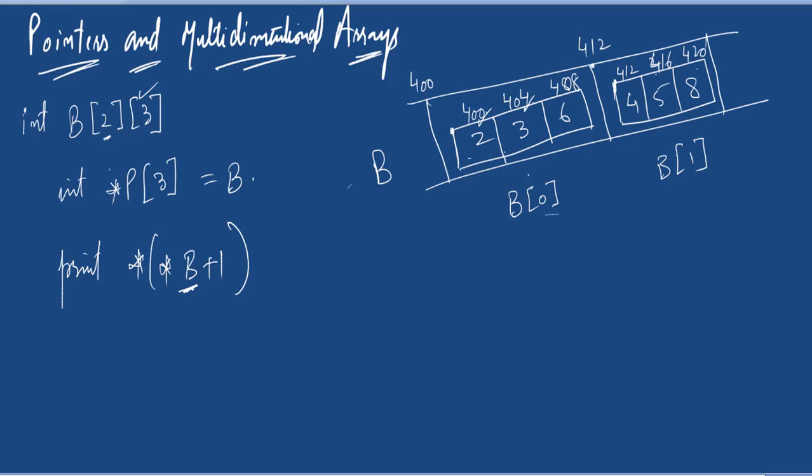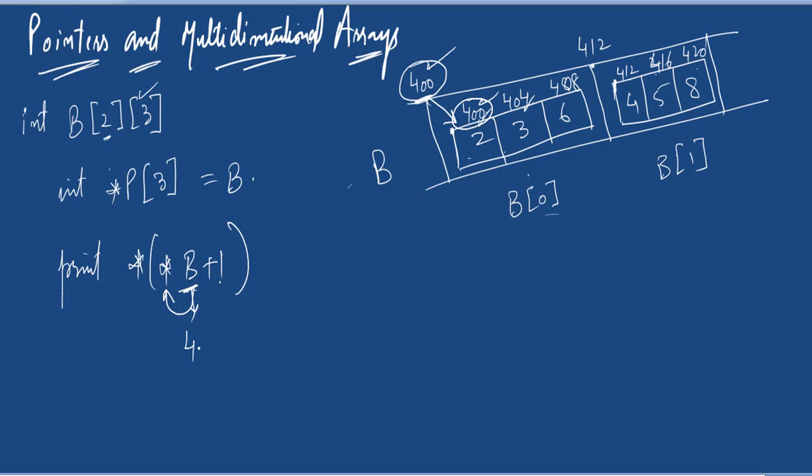If I write print asterisk asterisk B plus 1, this means I have to reach this B. B is the address of the first element of the main array, and that is 400. I have to first dereference it. Dereferencing this 400 will enter here. It will give me the address of the internal array, and the address of the first element of the internal array represents the whole array initially. So it will give me this 400, internal 400.